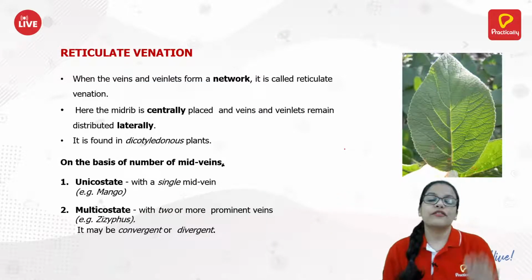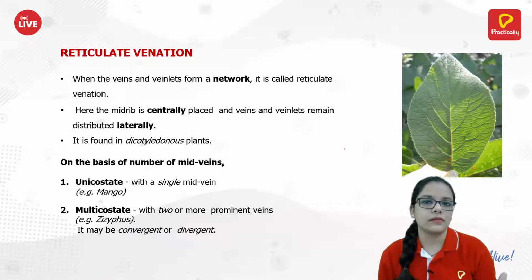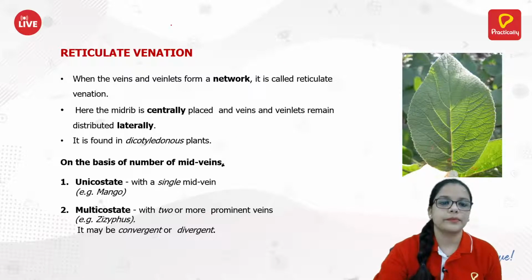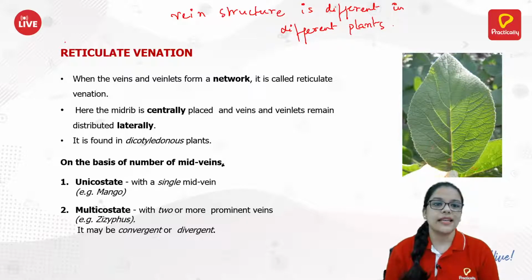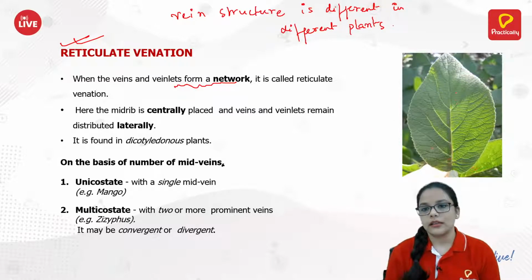Now, venation is different in different plants. The vein structure is different in different plants. Sometimes it is known as reticulate venation. When is it known as reticulate venation? When they form a proper network. See, in this leaf you can see it is forming a proper network, one leading to another, leading to another branch, another branch, another branch.